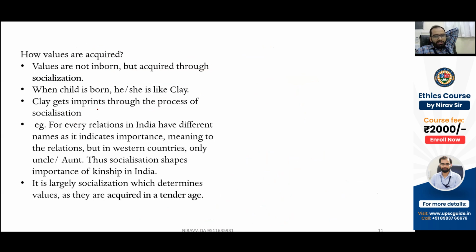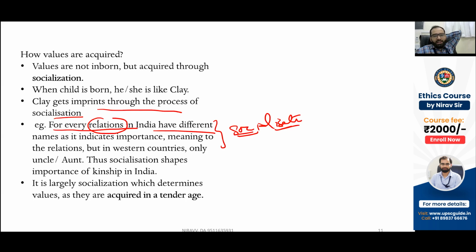So clay gets imprint through the process of socialization. देखो इंडिया का socialization कैसा अलग है. Okay, ये example देखो क्या निकाला है मैंने ढूंढ के, कि अगर इंडिया का socialization आप देखोगे तो in India, every relation in India has got different names. Yes or no? ताऊ, मामा, फूफा, काका, मामी. Yes or no? It indicates the importance and the meaning given to the relations. But in Western countries, only uncle and aunt. Everybody is uncle or aunt.